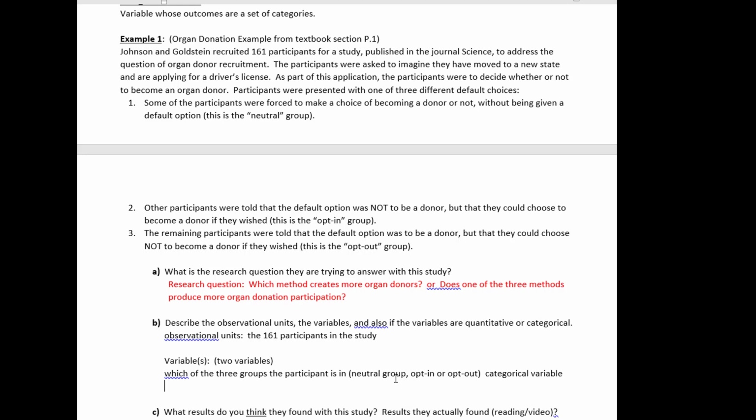The second variable you would write down about each participant is whether or not that person ended up being an organ donor. So again, all these participants are in different groups, but they each ultimately have the choice: do you want to be an organ donor or not? So you want to write down which group they were put in and whether or not they ended up being an organ donor. Again, this is a categorical variable. They're either an organ donor at the end or they're not. Which category do they fall in?